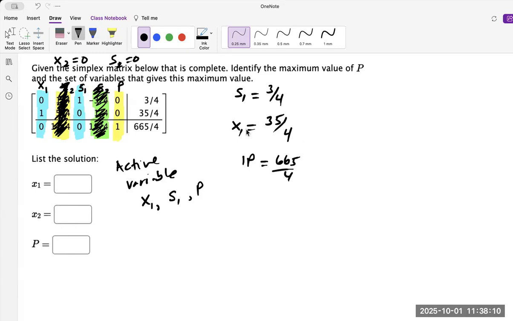And so now, what is x1? It's 35 over 4. They don't even ask me for S1. We don't care. It's not really a variable of interest. And then x2, we said we're going to set that equal to 0 because it was an inactive variable. And then 665 over 4 is our profit.